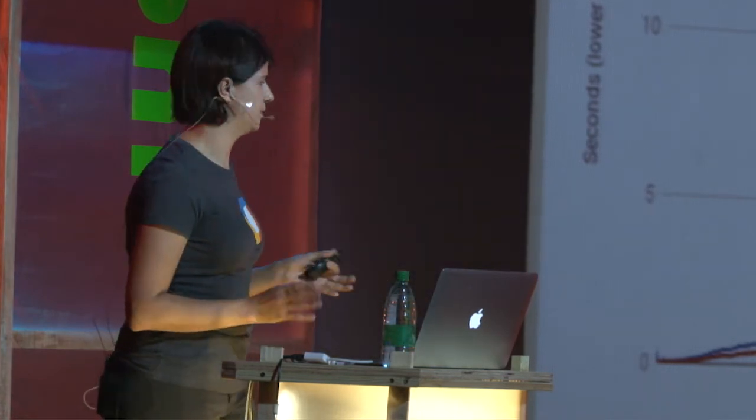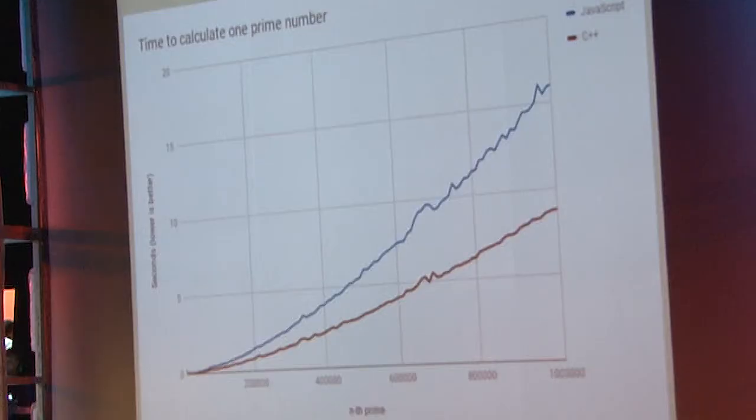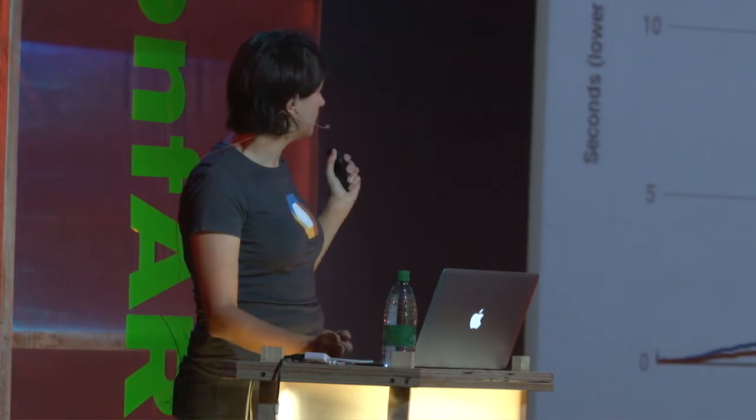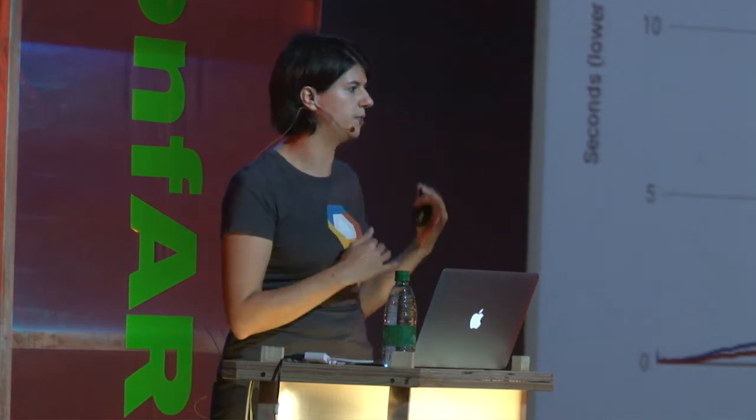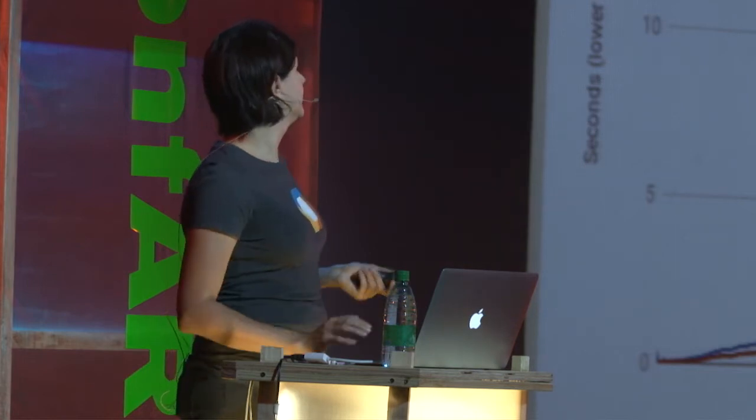So I calculated prime numbers. It's not a sophisticated algorithm. It's just something to give me prime numbers. I calculated the first 1 million prime numbers. I did that in JavaScript, and then I implemented exactly the same algorithm in C++ and compiled it with optimization, and then compared the performance results here. JavaScript is the blue line, C++ is the red line. Yes, JavaScript is slower than C++, but by very little. This is less than a factor 2. So it's totally the same ballpark of performance.